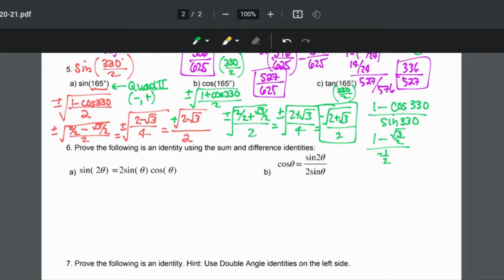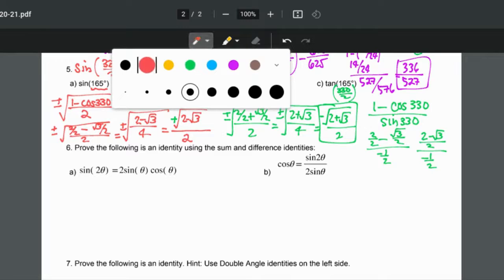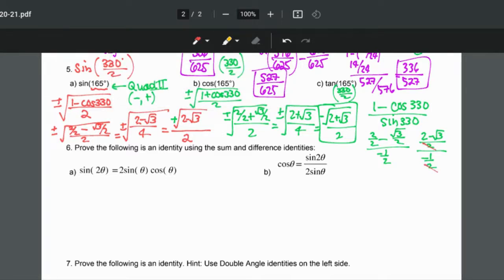So we're going to change 1 to be 2 over 2 again. And we have 2 minus square root of 3 over 2 all over negative 1 over 2. So we're going to cancel out our 2's. And then we have a negative sign on the bottom, so it's really negative 2 plus square root of 3.